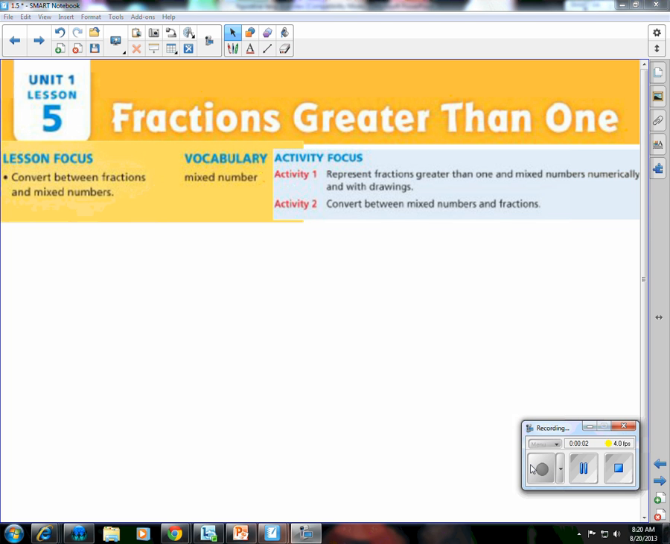Okay, guys, this is Unit 1, Lesson 5. We're going to be comparing fractions that are greater than 1. They're called improper fractions, and we're going to take those improper fractions and convert them to mixed numbers. I know improper fraction is not up there as a vocabulary term, but it's one you're going to hear me use. So we'll convert between improper fractions and mixed numbers. A mixed number is where we have a whole number and a fraction next to each other, and we'll talk about how those conversions work today.